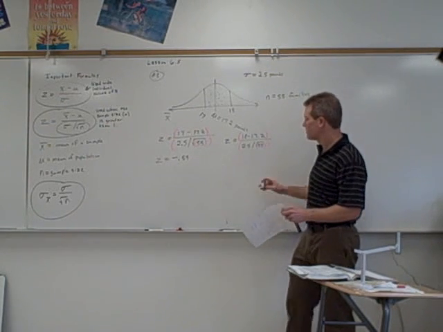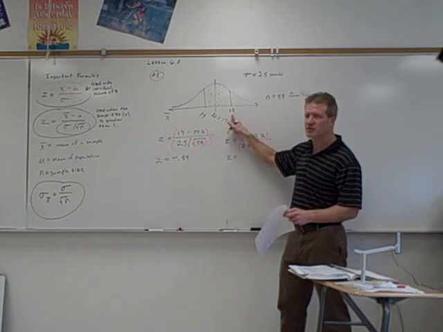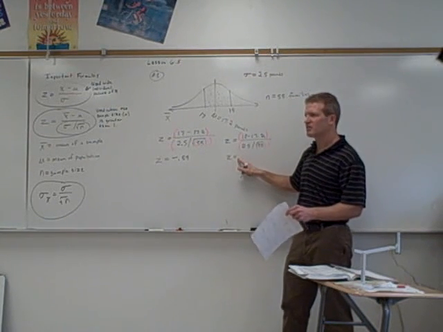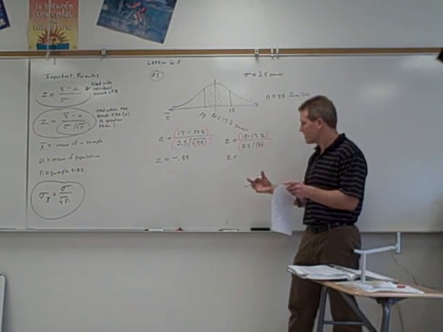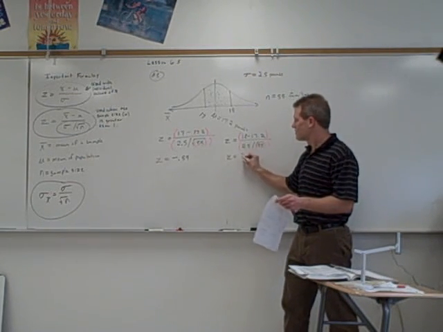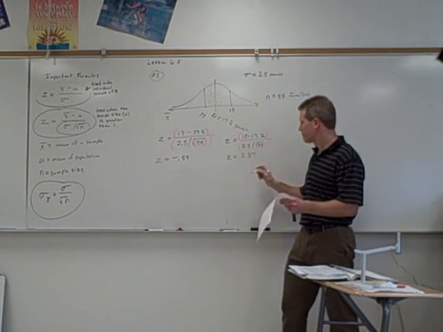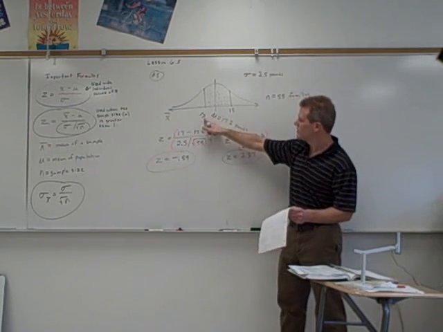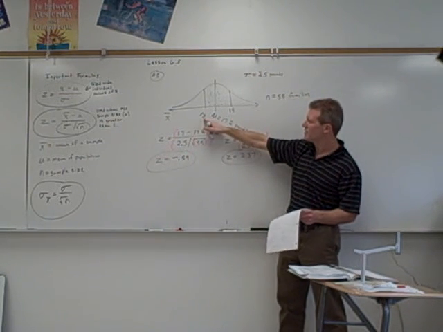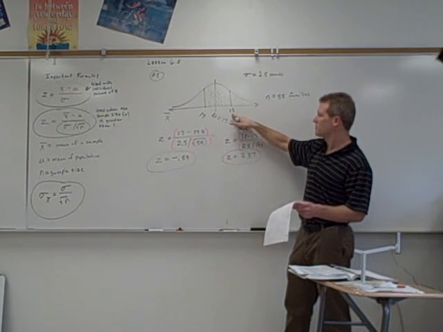2.37, okay? So what that's telling me is that 18 pounds of glass garbage is 2.37 standard errors above the mean. The standard error is kind of like a standard deviation. I'll get into more later about that. So 17 is 0.59 standard errors below the mean. 18 is 2.37 standard errors above the mean.